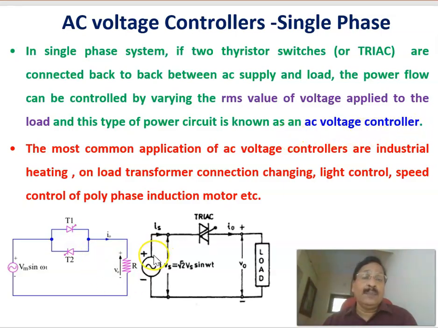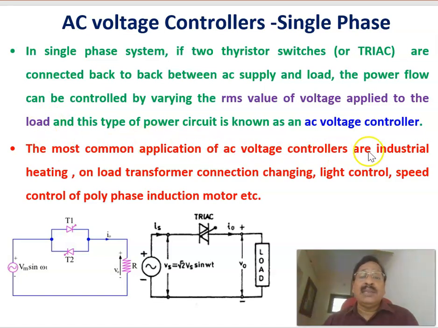That is, here there is a single phase AC input voltage. Here the load is connected. You want to vary the RMS value of this voltage that is applied to the load. That can be done either by connecting two thyristors anti-parallel, or by using a triac. A triac can also be used.